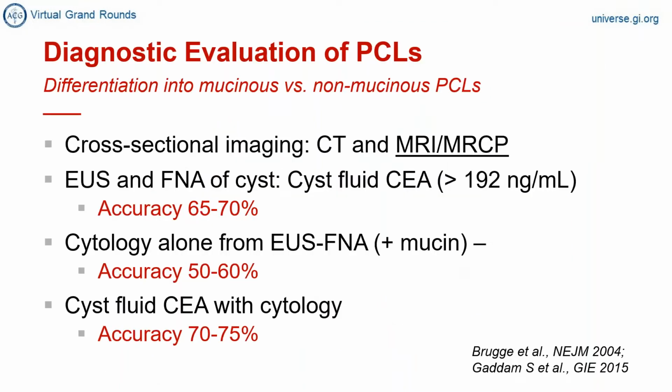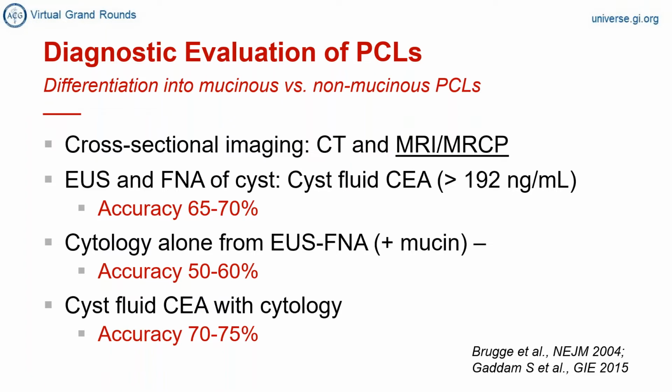Now, the standard diagnostic evaluation of pancreatic cysts includes cross-sectional imaging, either CT or MRI. MRI is preferred because of higher resolution. Subsequently, EUS, with the description of the morphology of the cyst during EUS, with or without inclusion of fine needle aspiration. And when you do aspiration, you get cyst fluid.